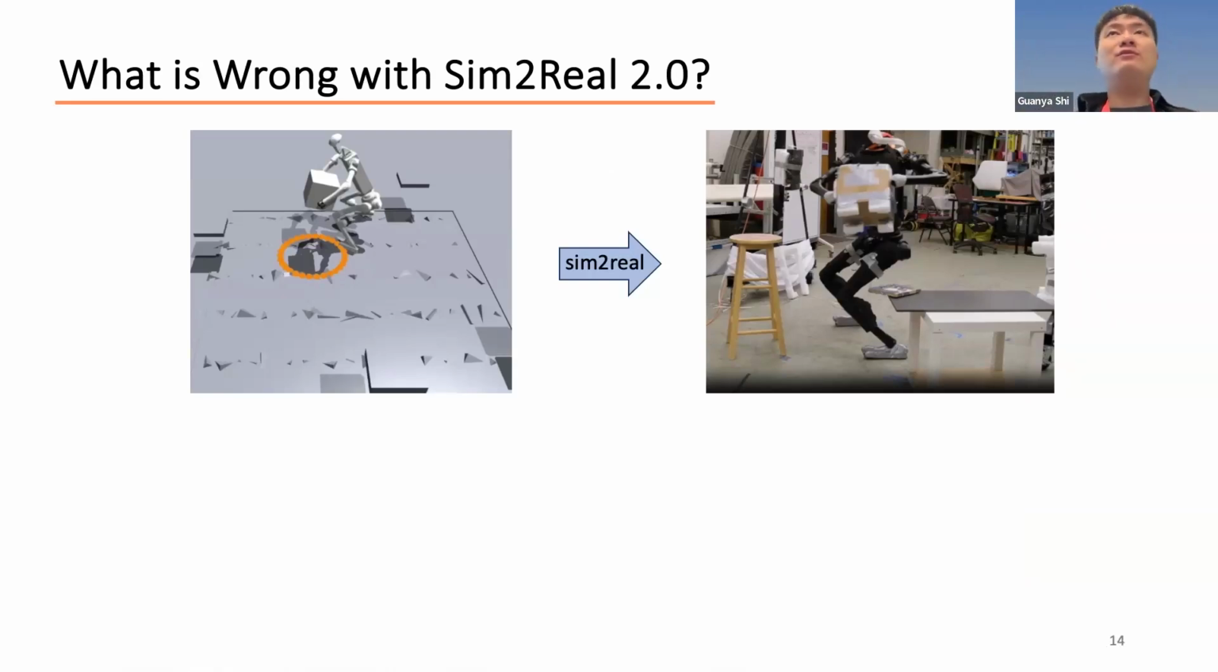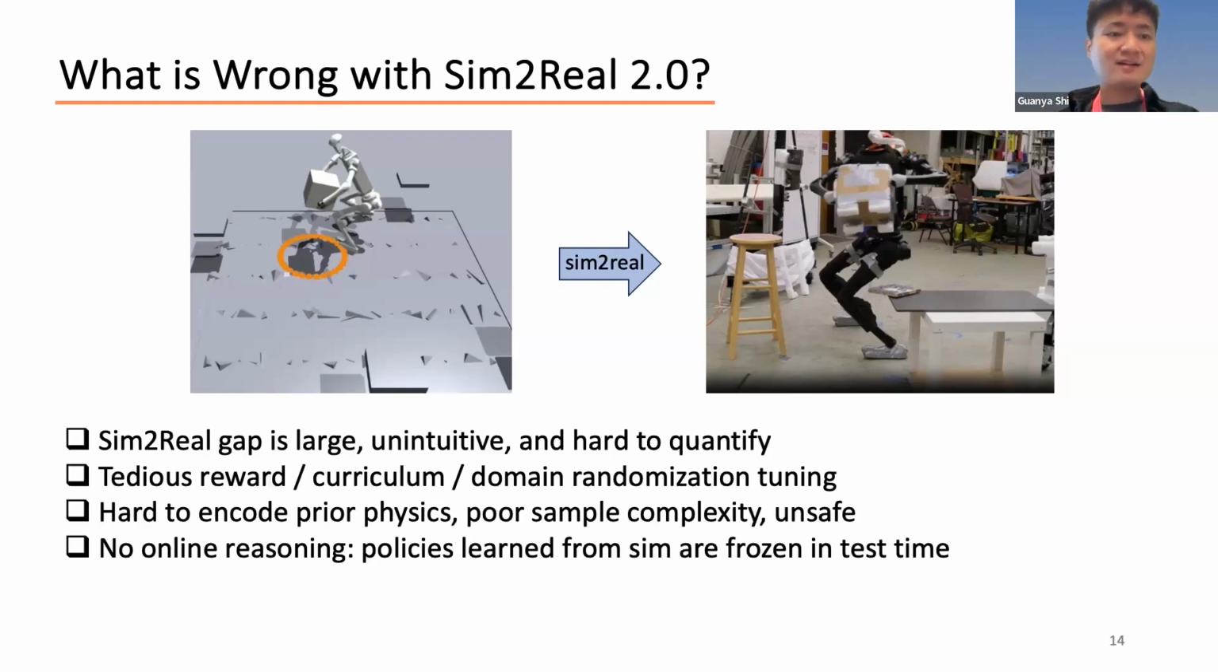Why do we need Sim2Real 3.0 and 4.0? I think there are some fundamental issues. The Sim2Real gap is large, unintuitive, and really hard to quantify. This procedure requires very tedious reward tuning, curriculum tuning, and randomization tuning. The best method is still graduate student descent. It's also very hard to encode prior physics, suffers from poor sample complexity, and is unsafe. Another point I want to make is this procedure doesn't have any online reasoning, meaning that you learn the policy from simulation, you're done, because your policy is frozen at test time. You don't have any test-time learning or whatever you call it.